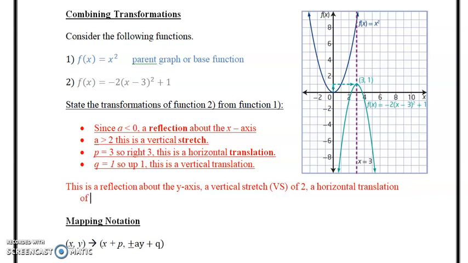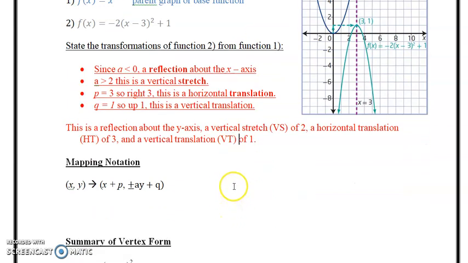A horizontal translation of 3, we're going to write 3, and a vertical translation of 1, because we went up 1. And again, we can represent this with HT, and we can represent this with VT. It's just short, instead of writing those out all the time. Right? Vertical translation is VT. Just short.